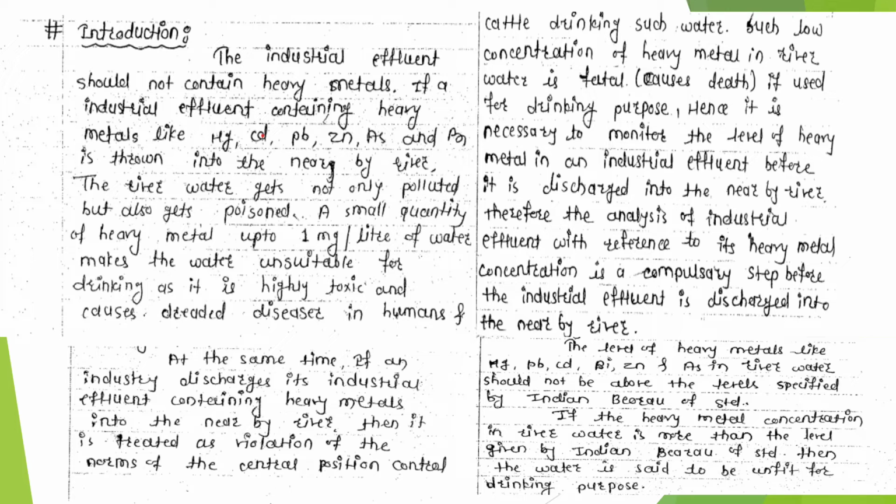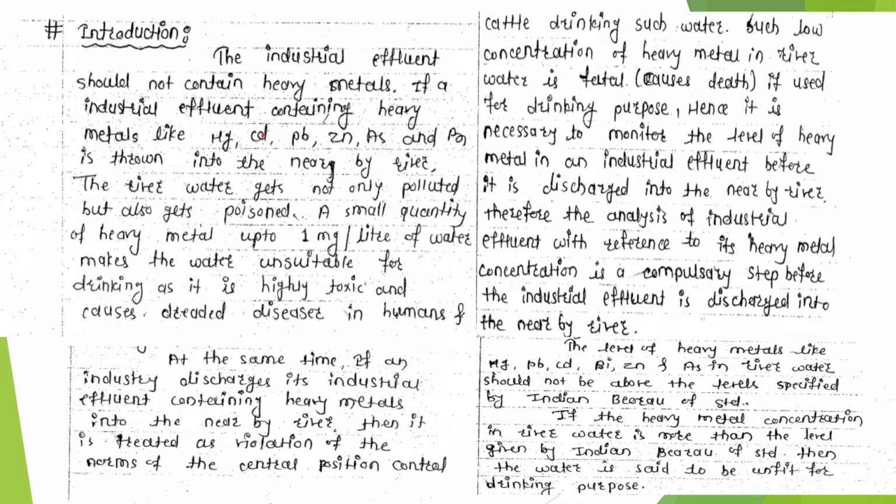This is the industrial effluent. Therefore, the analysis of the industrial effluent with reference to its heavy metal concentration is a compulsory step before the industrial effluent is discharged into the nearby river. So first, it is necessary to remove the heavy metals from the industrial effluent, and after that release it into the water bodies.